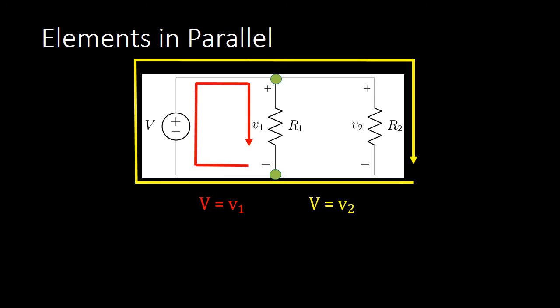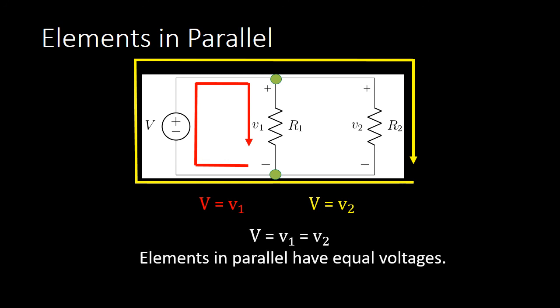Thinking again of voltage as being like an elevation, if we start at the bottom of a hill and climb to the top, it doesn't matter what path we take, it's going to be the same. So if I go up capital V to get to the top and I come back down to the same place I started by going through V1, then that means that V must equal V1, and similarly V has to equal V2. This also implies that all 3 of these voltages are actually equal. They're all going between the same points, really. They're the voltages across the same location. And in general, elements in parallel have equal voltages.